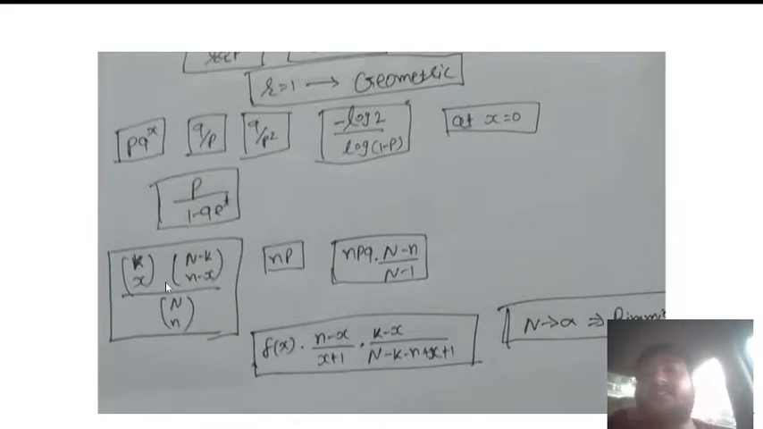So this is the distribution function of the hypergeometric distribution, and this has mean NP. The binomial distribution has mean NP and variance NPQ. The hypergeometric distribution also has the variance NPQ, but multiplied with capital N minus small n upon capital N minus 1. The recurrence formula is f of x into n minus x upon x plus 1.